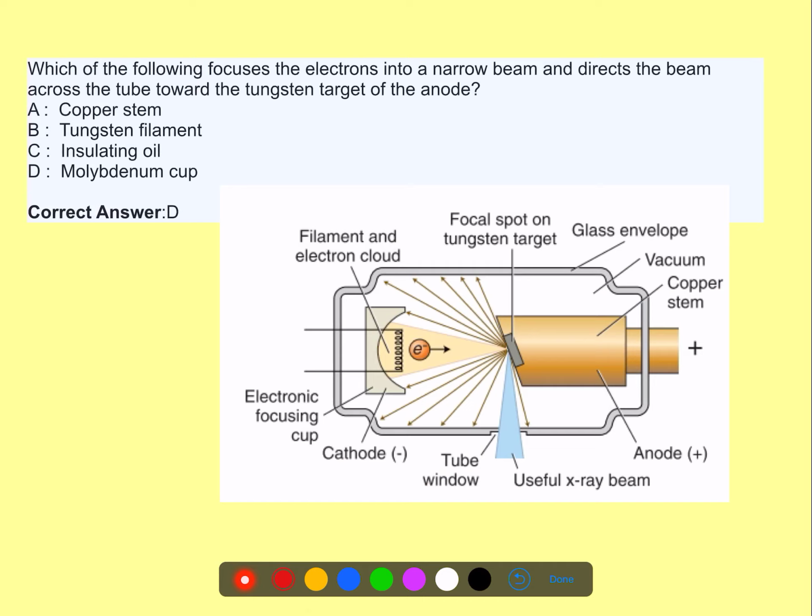Which of the following focuses the electrons into a narrow beam and directs the beam across the tube towards the tungsten target of the anode? So this is the tungsten target of the anode, this is the molybdenum cup, and this is the filament. Here they asked which of the following focuses the electrons. So the molybdenum cup will focus the electrons towards the tungsten anode, whereas the filament will release the electrons. So you have to read the question carefully. The cup focuses the electrons towards the anode, whereas the filament releases the electrons.